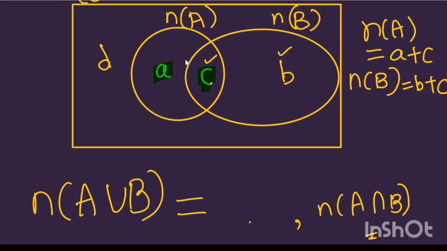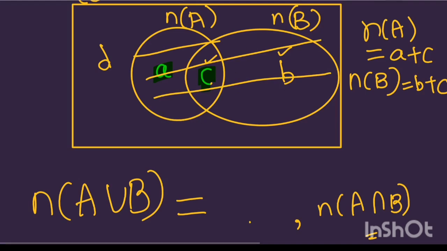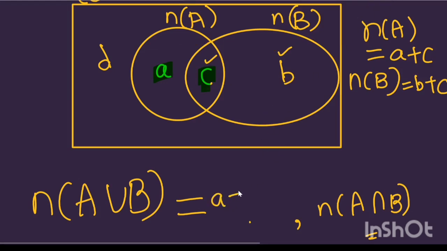And A union B, as you can see here, is this area, which contains A, C, and B. So it would be the sum of A plus C plus B. And A intersection B, as you can see here, is C, this value. Okay, so it is C only.